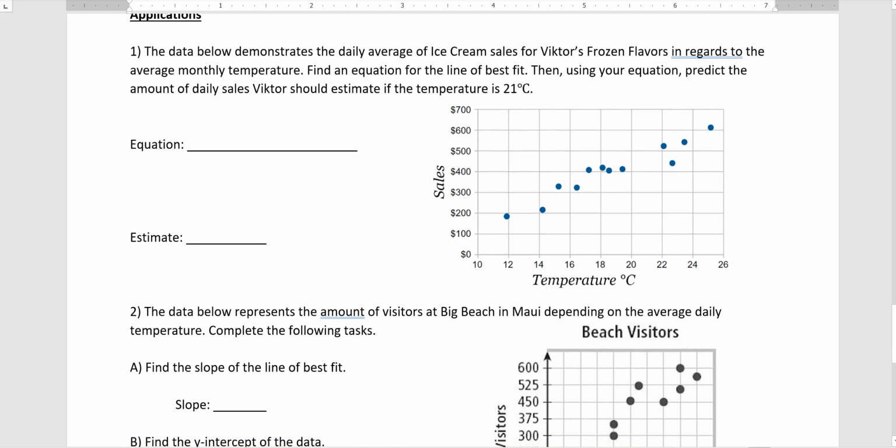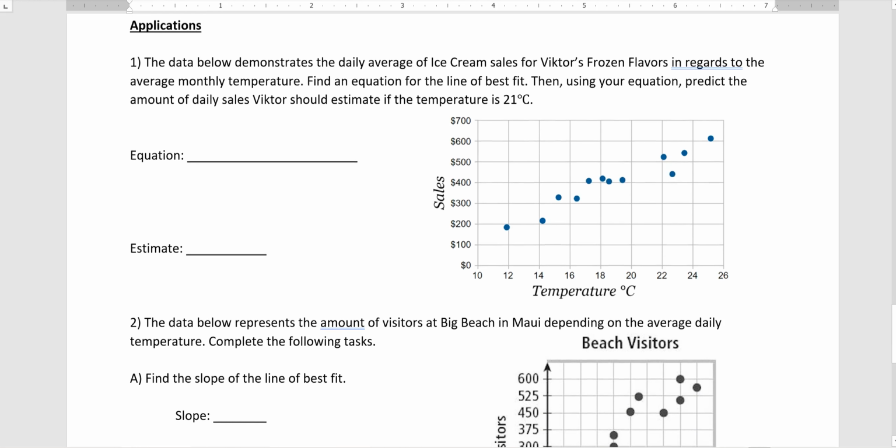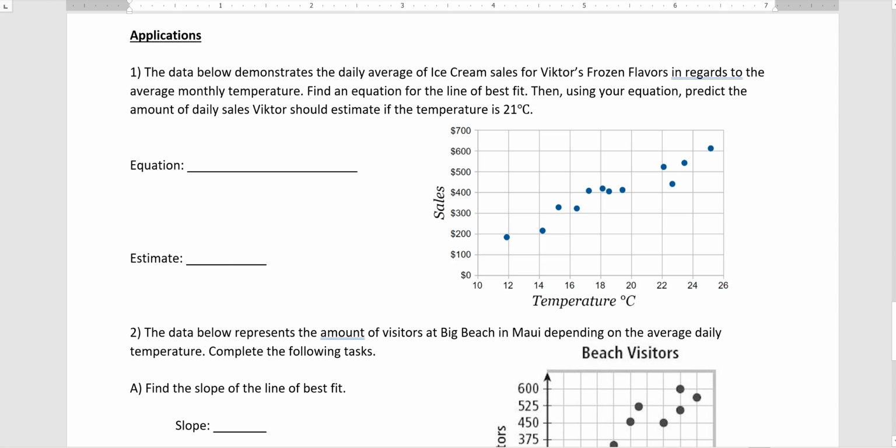What we're going to do now is we're going to do some applications, and this is where this data gets used a lot in analyzing scatter plots, linear data, and using them for predictions, all right? So looking at number 1, the data below demonstrates the daily average of ice cream sales for Victor's frozen flavors in regards to the average monthly temperatures. Find an equation for the line of best fit, then using your equation, predict the amount of daily sales Victor should estimate if the temperature is 21 degrees Celsius.